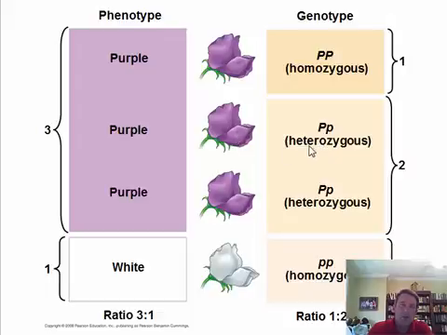These individuals are what's called heterozygous, and that means they have one dominant and one recessive, but they express the dominant trait. So they are heterozygous dominant.